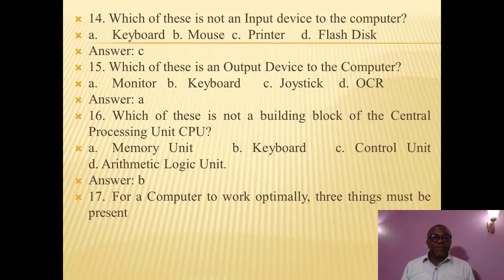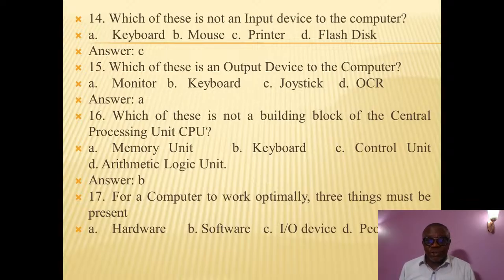Now, 17, for a computer to work optimally, 3 things must be present. So which of these is not one of the 3 things? We say that it has hardware, which we illustrated using the car. Say that the physical car must be there. So for the computer, the physical computer, which is the hardware, must be there.